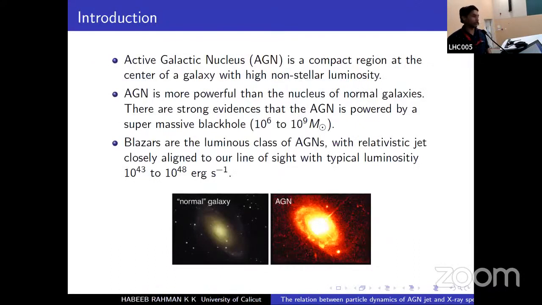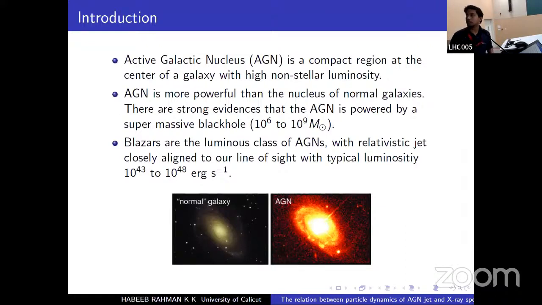Let me give a short introduction about active galactic nuclei, which is a compact region at the center of a galaxy with high non-stellar luminosity. This AGN is more powerful than the nucleus of normal galaxies. From the figure, you can see that the powerful emission from the central region of the AGN outshines the rest of the galaxy. And we have strong evidence that this powerful emission is due to the presence of a supermassive black hole at the center, having mass between 10⁶ to 10⁹ solar mass.